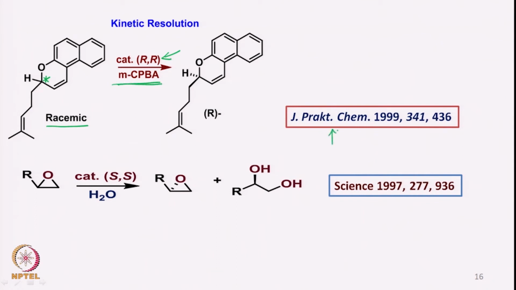in the Journal of Practical Chemistry in 1999, is that one of the two enantiomers gets epoxidized and the other one, which is what they wanted to use for something else, gets unepoxidized and therefore resolved. So, this is a kinetic resolution in terms of which olefin gets epoxidized faster and which one does not, and therefore we can resolve it.